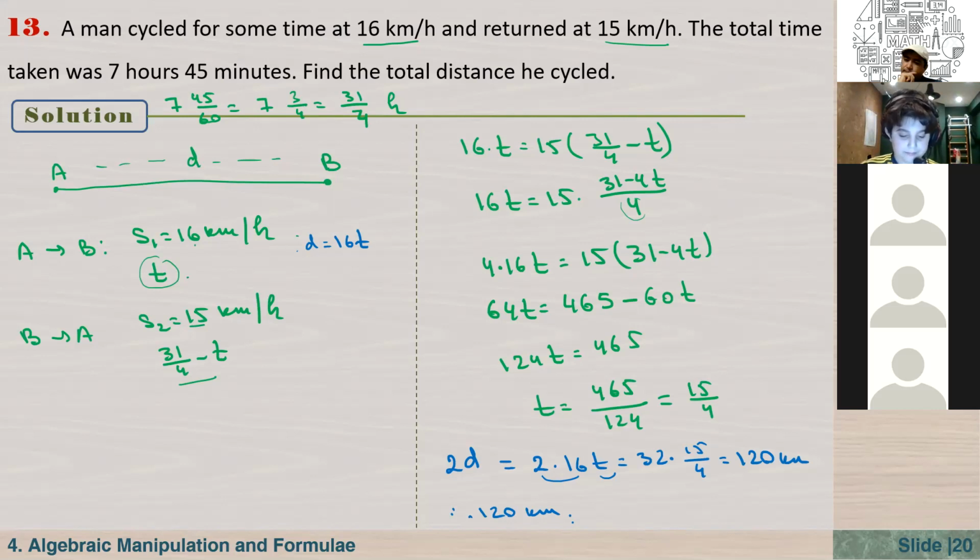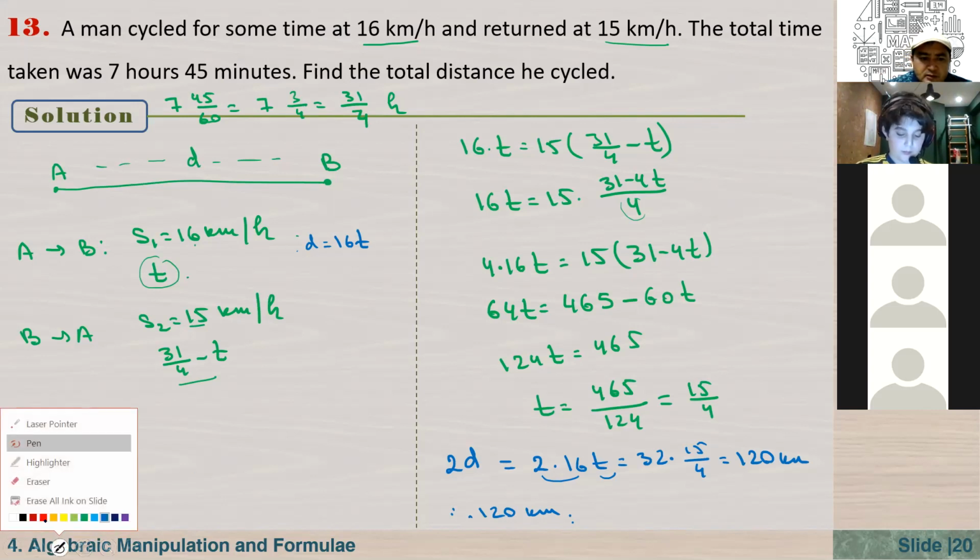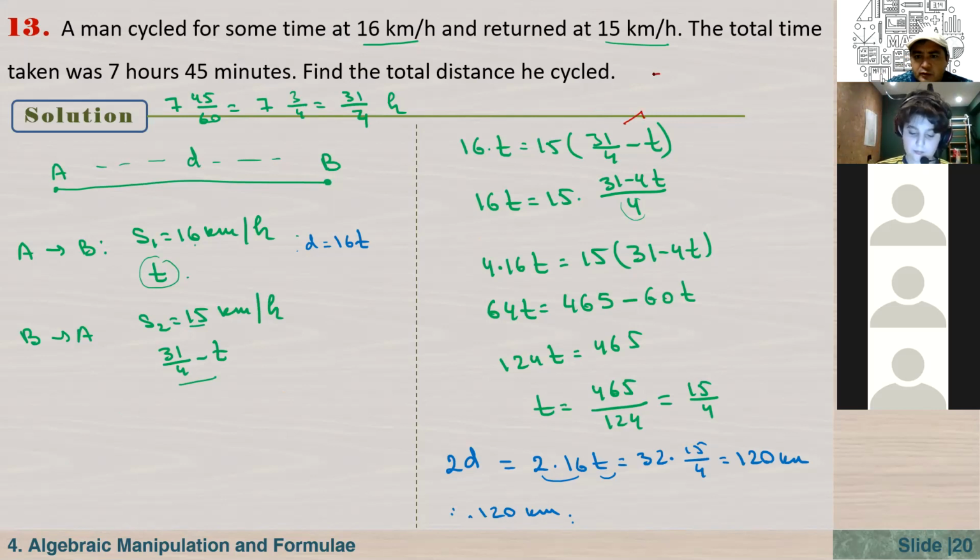In the second column, how did you get 31 minus 4t over 4? I just simplified this. If you simplify this, 31 over 4 minus t, what is the common denominator? The common denominator is 4. So here we have 31 over 4. This t, I can write it as 4t over 4, right? So now the common denominator is 4, and I can write it as 31 minus 4t over 4. Oh, okay, thank you.